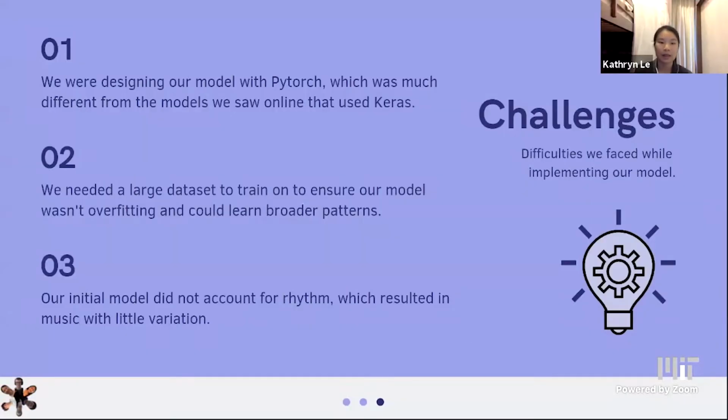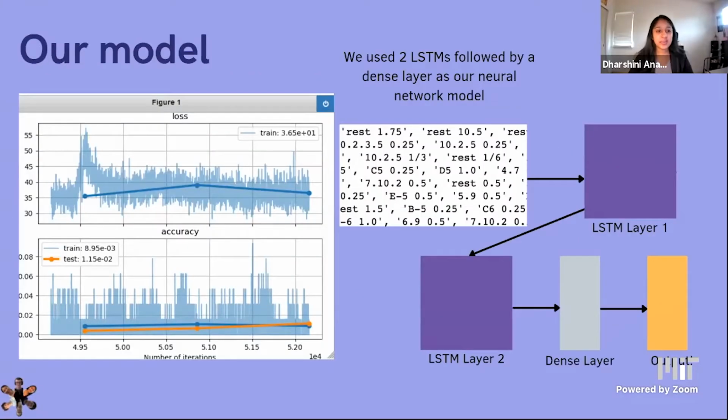We had a few main challenges when we were designing our model. Since we were using a different library than the ones used online, we had to closely look at the documentation to implement our own version. Another challenge was finding a data set large enough to ensure our model wasn't memorizing the music, but still able to generalize on broader patterns. Lastly, our initial model did not train on rhythm, so we had to change our methods of pre-processing to account for this. For our neural network, our layers consisted of 2 LSTM layers followed by a dense layer.